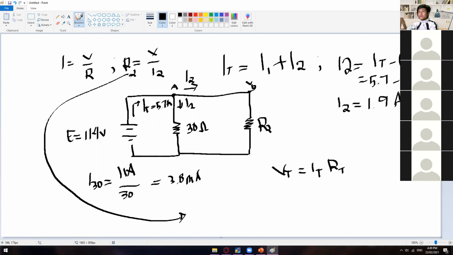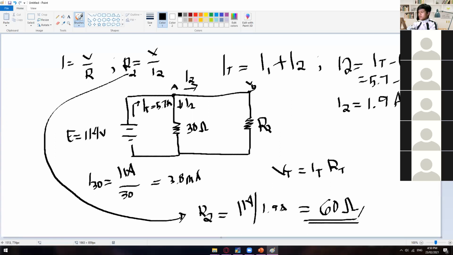So from there, R sub 2 is equal to, so your voltage is still the same. So again, this is your V sub A, V sub B. So all of them are equal in terms of voltage, okay? Since this one is parallel. So R2 is equal to 114 divided by I sub 2, which is 1.9 amps. All right? So just solve that one. And you will get 60 ohms. Okay, so this is now the value of our second resistor.